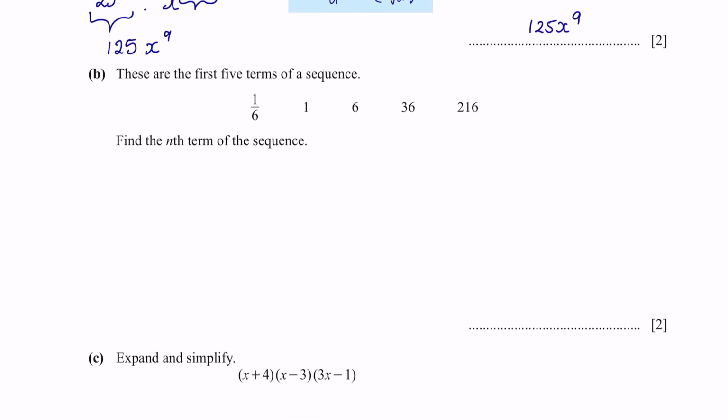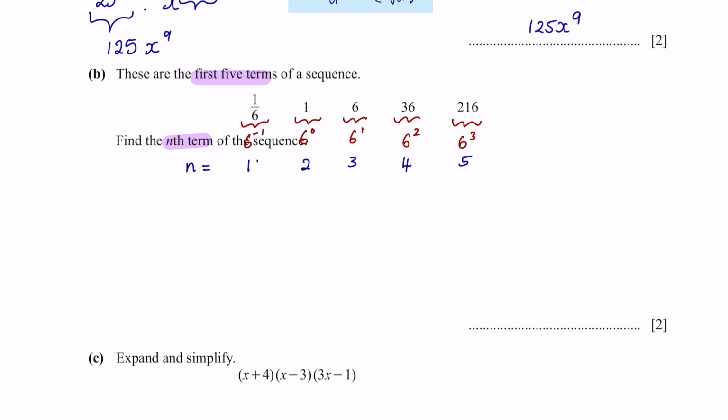Next, question B. These are the first 5 terms of a sequence. Find the nth term of the sequence. We can see that 36 is actually 6 to the power of 2, and 216 is 6 to the power of 3, and 6 is actually 6 to the power of 1. And any number to the power of 0 is 1. And 1 over 6 is just another way of writing 6 to the power negative 1. And these are the number of terms.